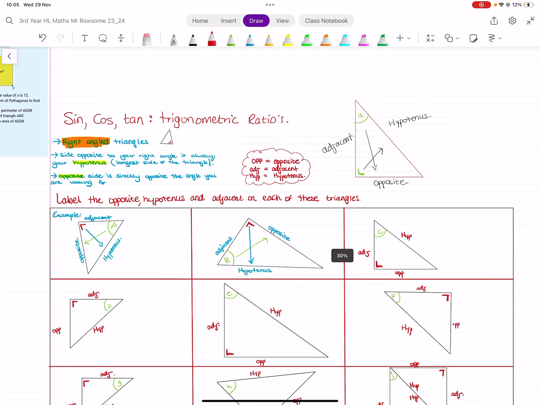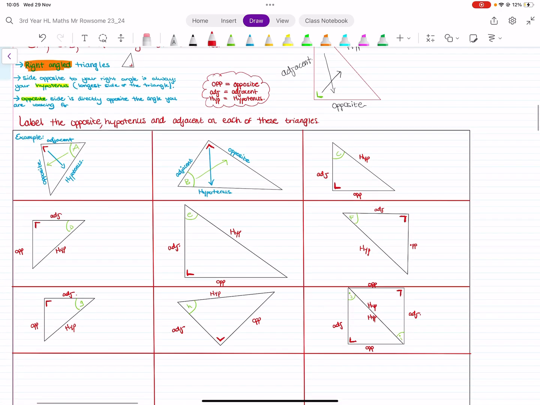Okay, so I know we've done these parts in class already. So we've labelled all these, and I was quite happy with your work there.